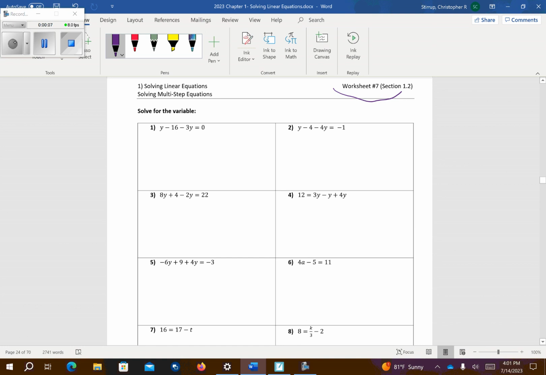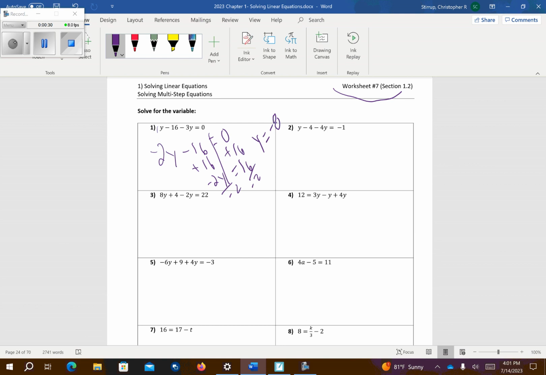So we're combining like terms first. I have a 1y and a negative 3y, so that gives me negative 2y minus 16 is equal to 0. Then go ahead and solve it. Add 16 to both sides, so you get negative 2y is equal to 16. Divide each side by negative 2, and we wind up getting y equals negative 8, because 16 divided by negative 2 is a negative answer.